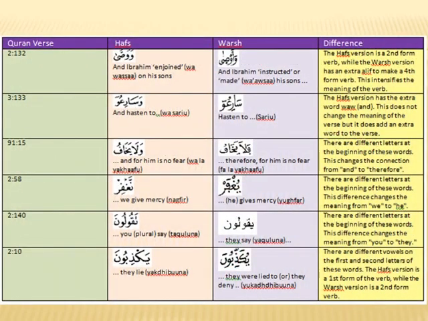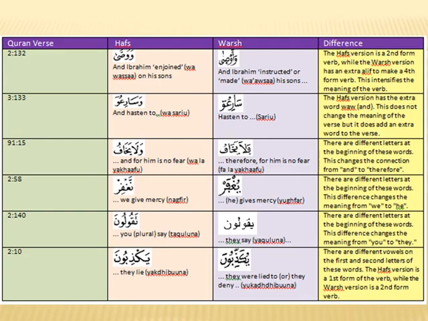Here are only a few examples to show how the Hafs Quran differs from the Warsh Quran, the two most prevalent Arabic Qurans recited today, with Hafs accounting for approximately 97%, whereas Warsh accounts for around 2% of the world's Muslims, and 1% is shared by various other Quran recitations.